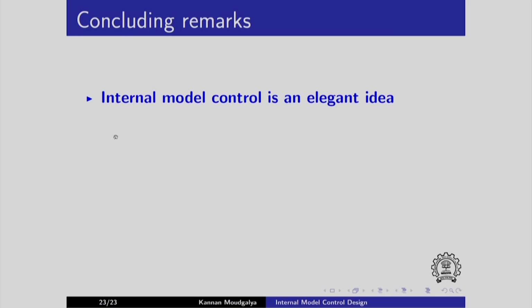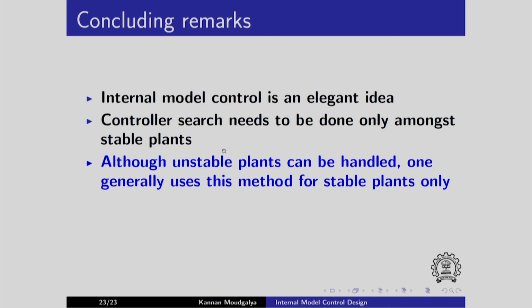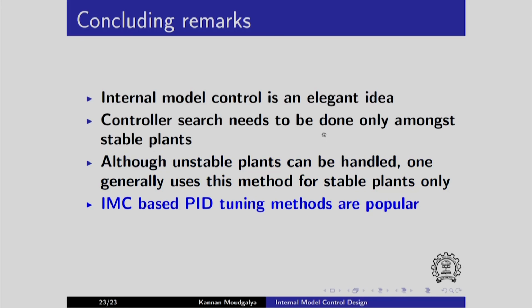To conclude, internal model control is an elegant idea. Controller search needs to be done only amongst stable plants. Although unstable plants can be handled, one generally uses this method for stable plants only. IMC based tuning methods are very popular amongst chemical engineers. Details are in the textbook.